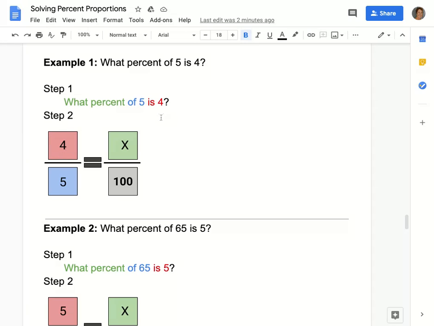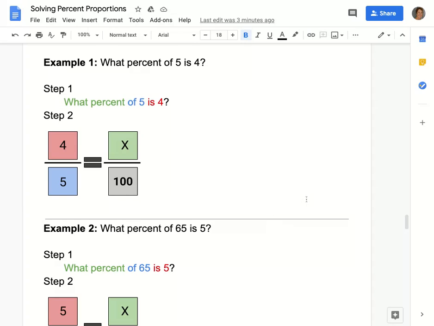So the red part will go in the top here. The blue, the whole of 5, will go in the bottom of this fraction, and then equal to, and then what percent. Because we're saying what percent, we let that be a letter, like the letter X, which is called a variable. So we put X because it says what percent, and then we have 100 on the bottom.